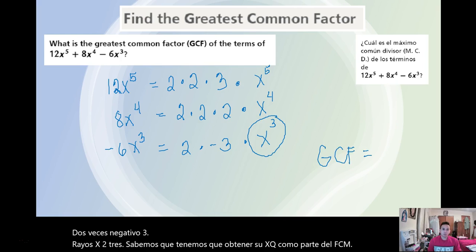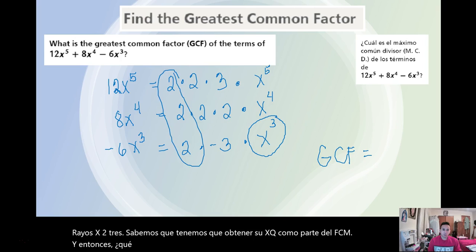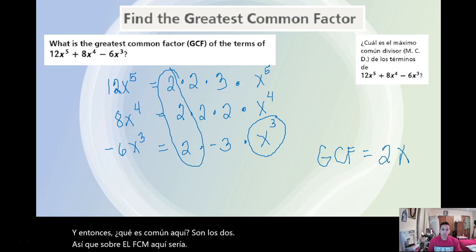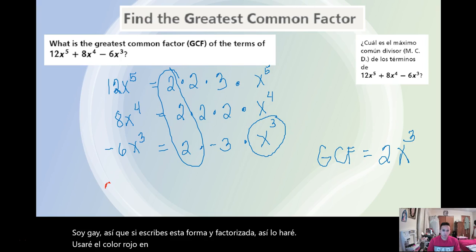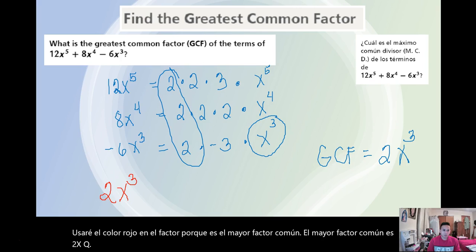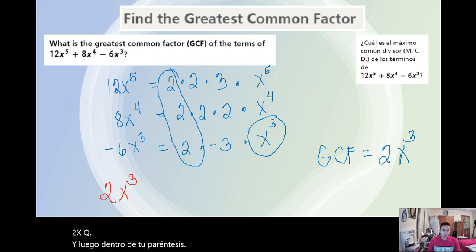And then what is common here? It's the 2. So our GCF here would be 2x cubed. Okay, so if you will write this in factored form, I will use the red color on the factor because it's the greatest common factor. The greatest common factor is 2x cubed, and then inside I'll put parentheses here.